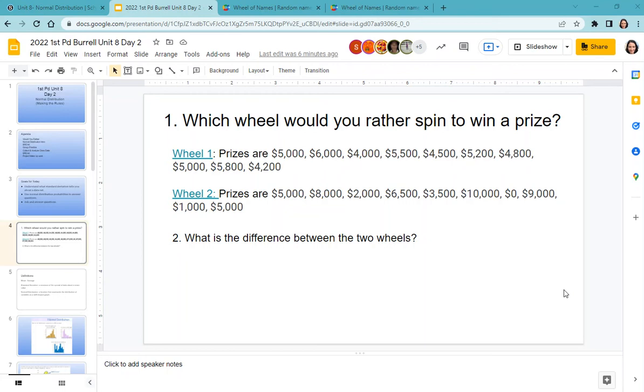Some of you guys were willing to risk it, right? Because you wanted that higher prize. And some of you wanted to play it safe with wheel 1, where you're guaranteed $4,000. So please write your own answer to number 2. You can borrow from the information that Dion and Kenny shared with us. Dion told us one of the wheels has no prizes below 4,000, and Kenny told us that wheel 2 is more spread out.